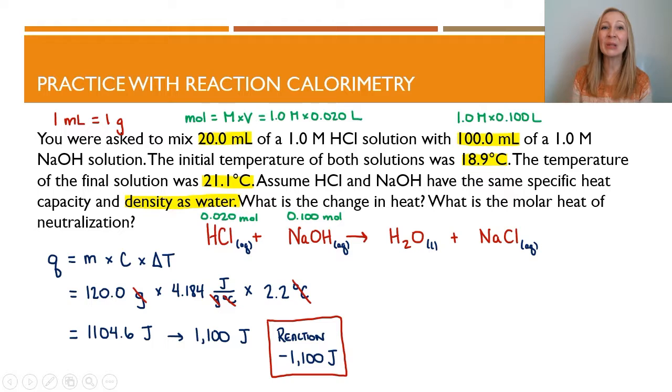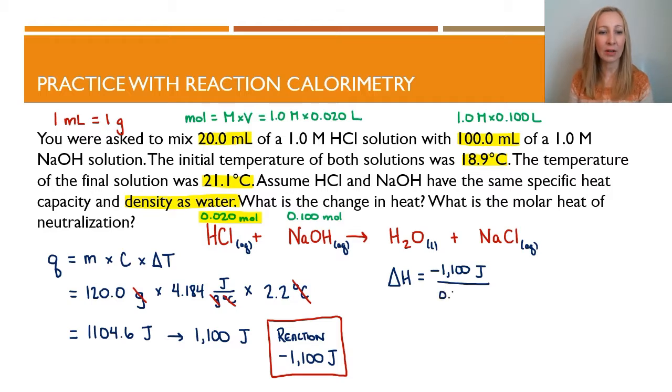This becomes a limiting reactant problem. The 0.02 is the limiting reactant. So not all of the base will react, only 0.02 moles of each because it's a 1-to-1 ratio. So that's the quantity of moles that we will use for this reaction. And the delta H is going to be, remember, in kilojoules or joules per mole. So the number of joules, negative 1,100 joules, divided by the number of moles reacting, 0.020 moles.